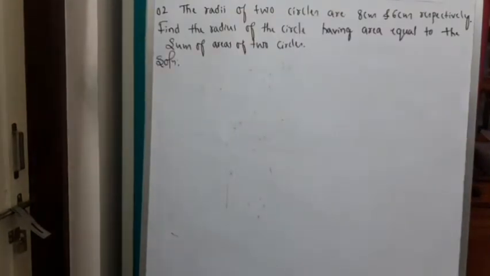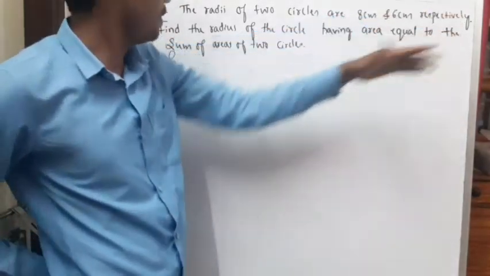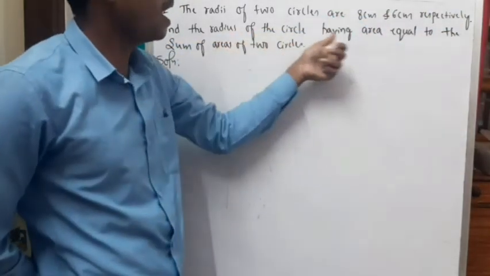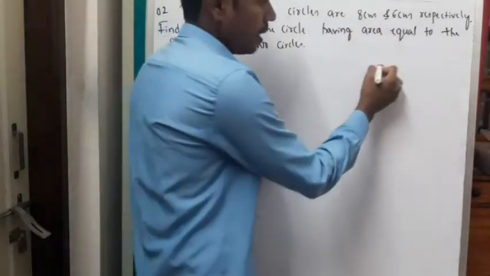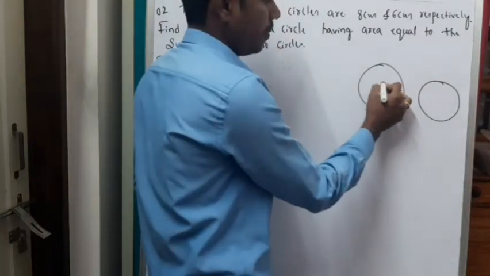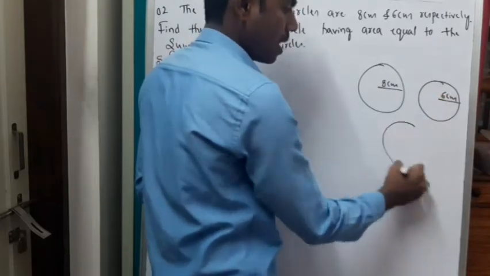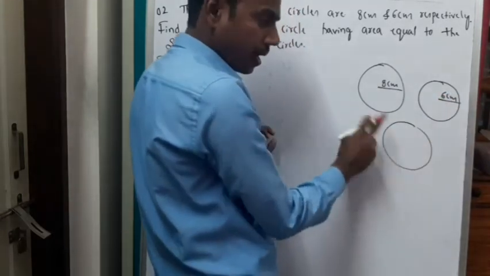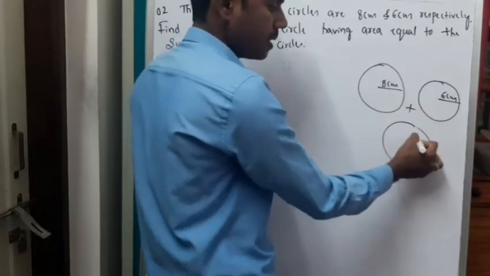So second question: the radii of two circles are 8 centimeter and 6 centimeter respectively. Find the radius of the circle having area equal to the sum of areas of two circles. See, there are two circles. One circle is of radius 8 centimeter and other circle is of 6 centimeter. So there is a new circle. This new circle's area is equal to sum of these two circles. We need to find the radius of this circle.